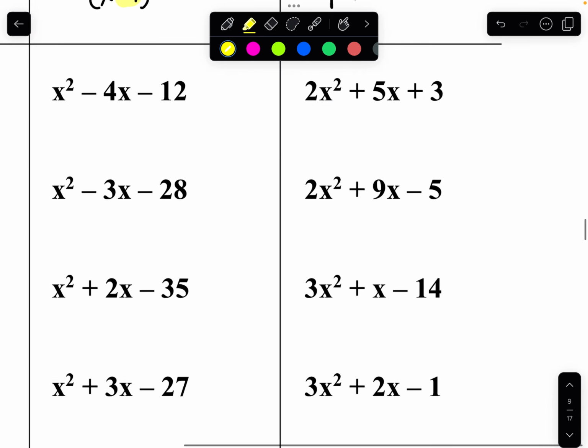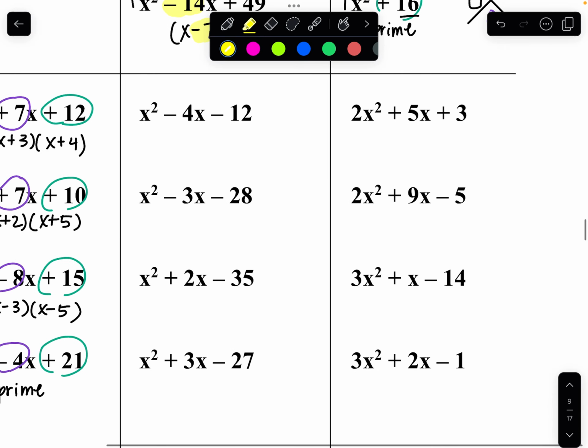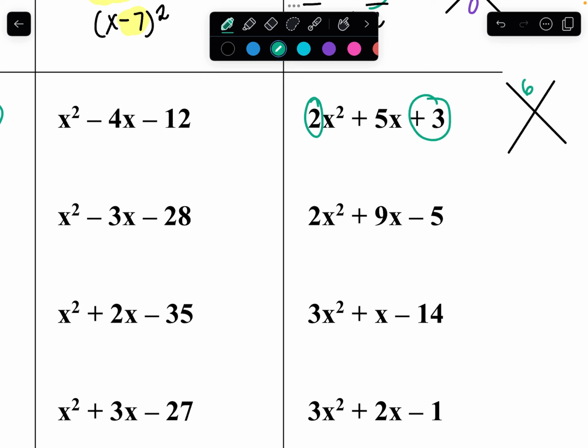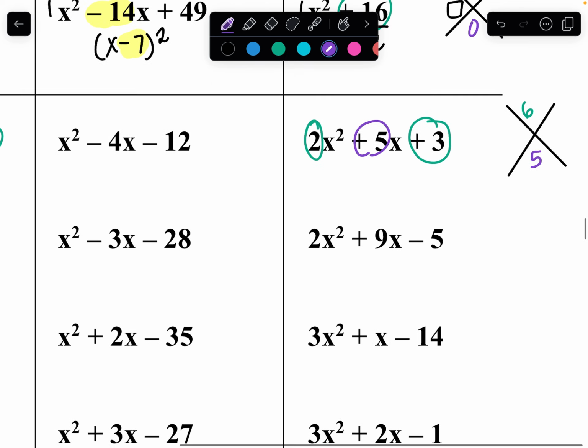All right, the last few examples come up often. It's when your a value isn't 1. And so we have some added steps when your a value isn't 1. And so you still need your magic numbers, but this time you need your magic numbers to multiply to a times c. And so I need two numbers that multiply to 6 in this example, but still add to the b value. And so these numbers would be 2 and 3.